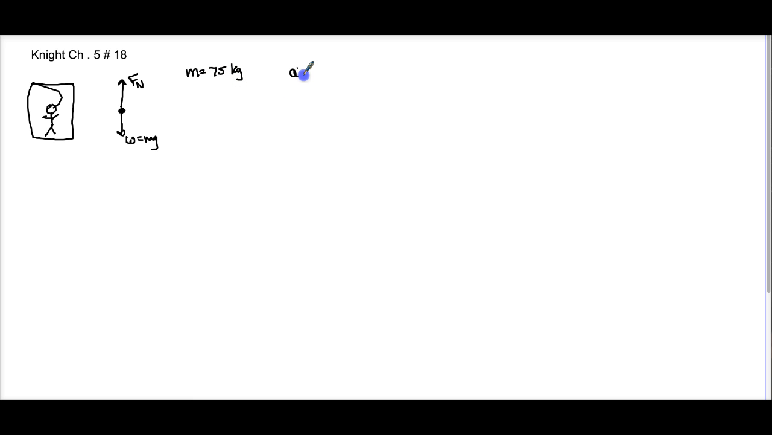And we can start with part A. Now part A says, what is his real weight? So very simply, weight is equal to mass times gravity. And there then we get 75 times 10, or his weight is going to be 750 newtons. So that one's pretty quick, pretty simple.